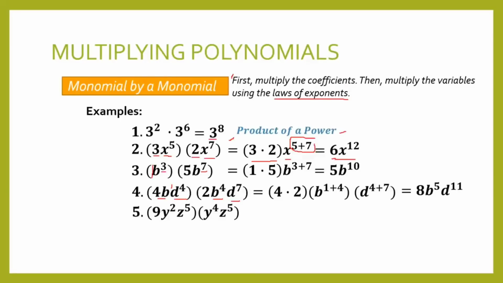And for the last example in multiplying monomial by a monomial, we have 9y squared z raised to 5 times the quantity y raised to 4 z raised to 5. So again, the numerical coefficient of our multiplier is 1. That's why we have 9 times 1 there. And then the exponents of y are 4 and 2, and the exponents of z are 5 and 5. Simplifying, we have 9 times 1 is equal to 9. And then we have y raised to 6, z raised to 10.